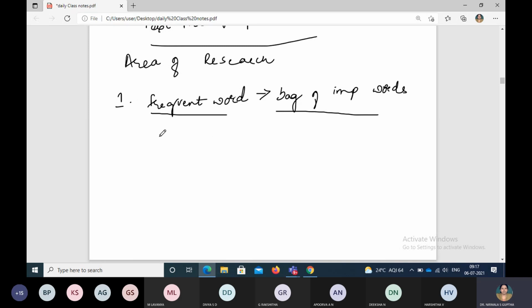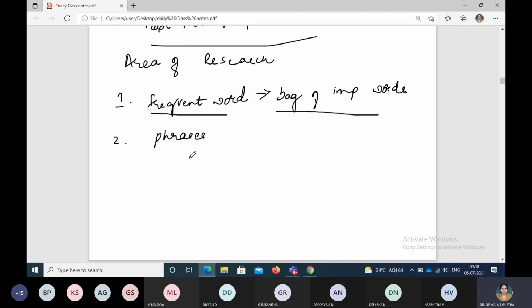So the next level of the process is that we try to identify the meaningful phrases. Here we have just identified the words. Now we are going to identify the meaningful phrases.